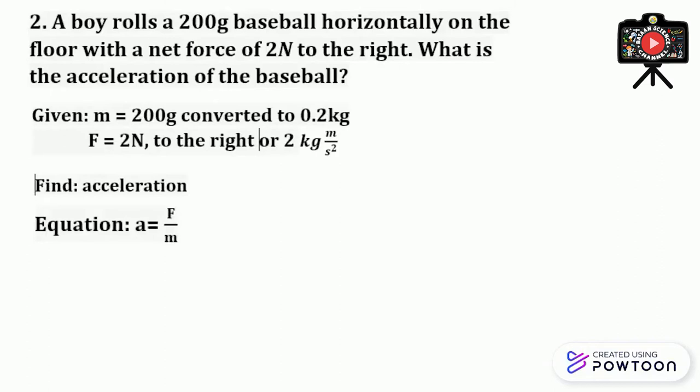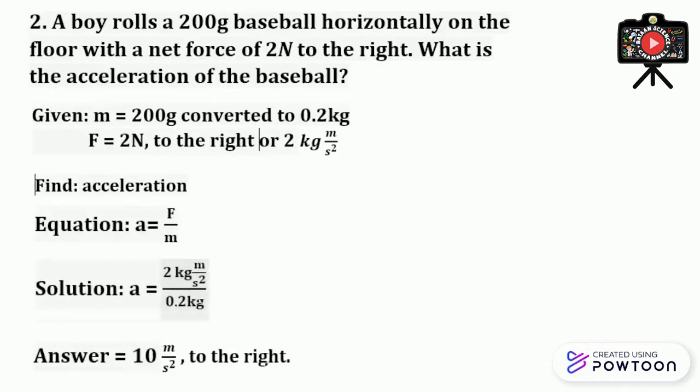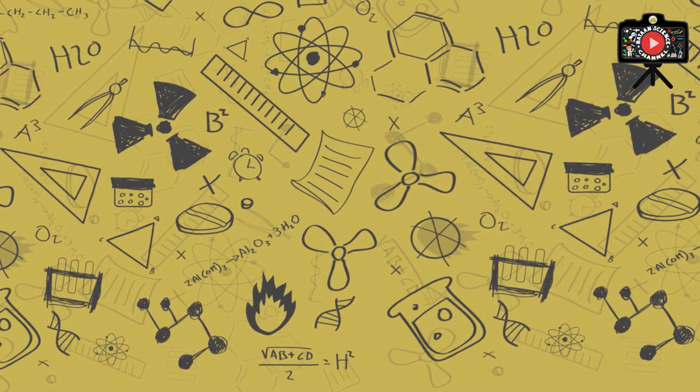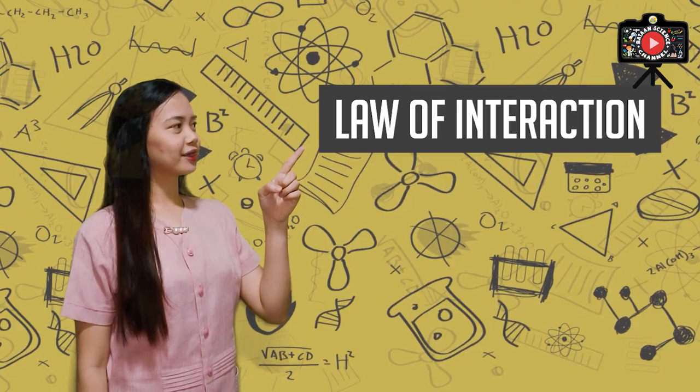In the solution, again, we need to substitute all the given values. So we have 2 kilogram meter per second squared divided by 0.2 kilogram. Next, we need to cancel the same unit, which is kilogram. So what remains is meter per second squared. So the answer is 10 meter per second squared to the right. So let's move on to the third law of motion, which is the law of interaction.